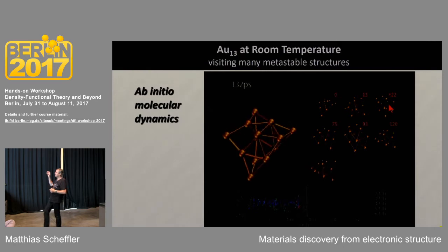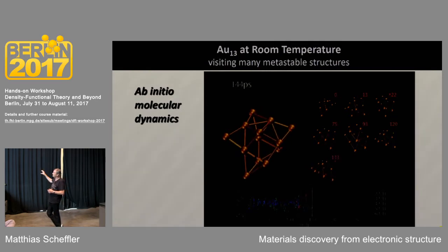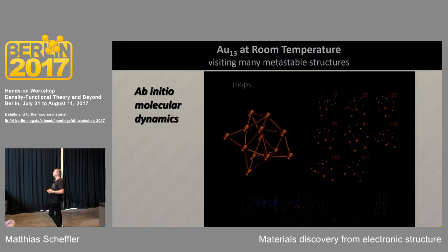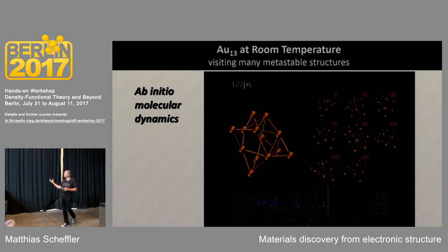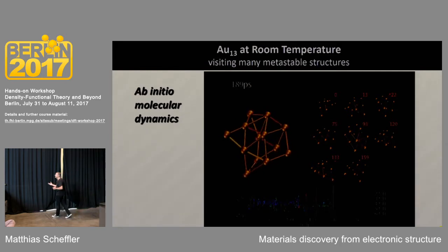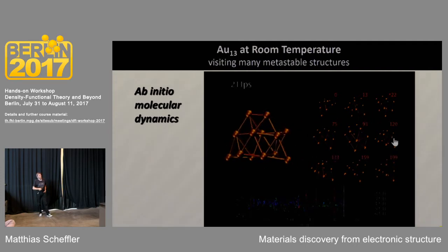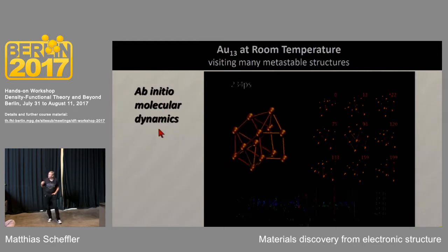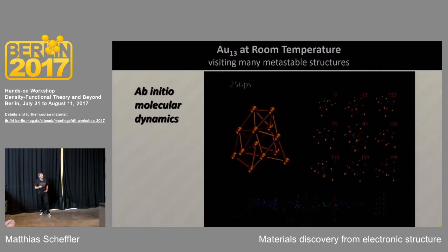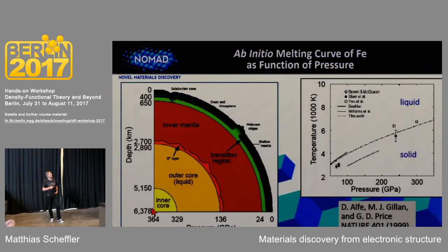And if you want to understand the catalytic properties, only one of these structures which are visited over time may be important. If you would stay at the equilibrium geometry, you would not find anything. One of these, which are visited in the dynamics, is the most important. So it's really important to appreciate that life is dynamic. To understand what's happening, you have to go ab initio with density functional theory forces to understand what structures are visited in reasonable timescales.